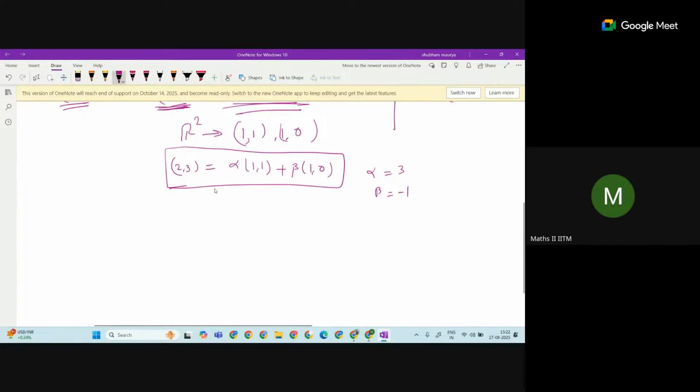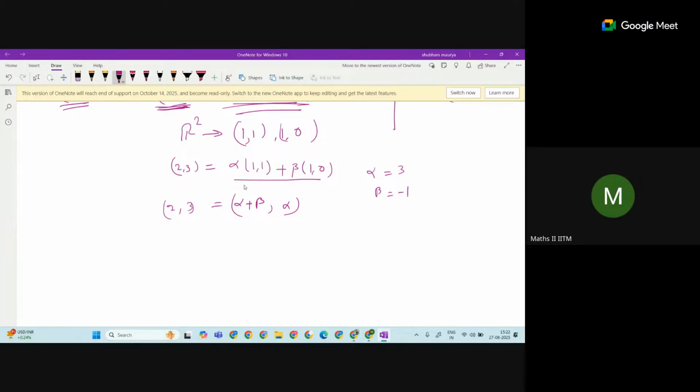So it could be quickly done, this forms a system of linear equations. This is one use of a system of linear equations. Here is alpha plus beta, and the next is just alpha. This is equal to 2 and 3, as we know. This is how operations are done on vectors. Now we just need to compare: alpha plus beta is equal to 2 and alpha is equal to 3. So now I just need to solve this system of linear equations.